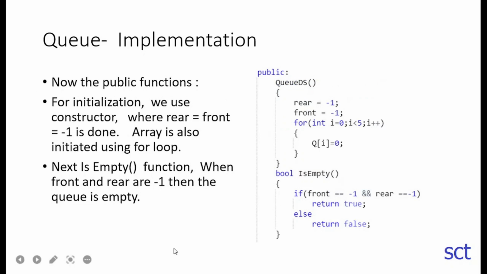So when you are writing a function called is empty, you will check if the front is -1 and the rear is -1, then you will return true. Your return value is going to be of boolean type. So is empty will return true or false based on this condition. The q is empty when the front and rear are both -1.